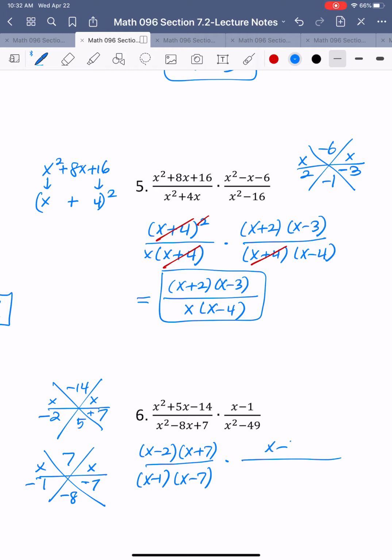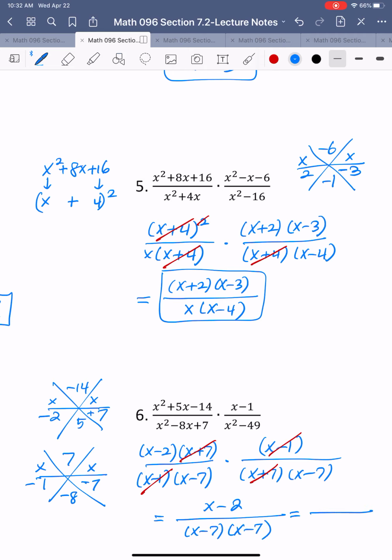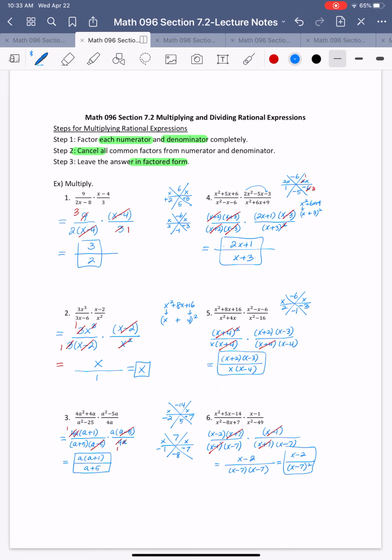And then x minus is already linear. And then x squared minus 49 is a difference of 2 squares. So x plus 7 times x minus 7. Then time to cancel. So x plus 7 cancels. X minus 1 cancels. Then everything cancels, except you got x minus 2 over x minus 7 times x minus 7. And also you can write it as x minus 2 over x minus 7 squared. Okay. Alright, so that's for the first page.